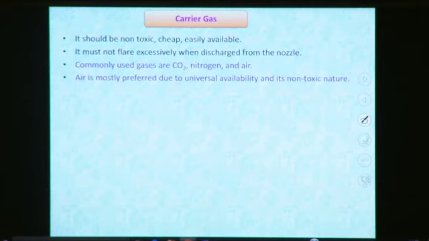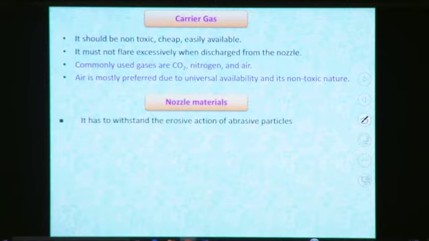Here one thing I have to mention is that oxygen is not used as a carrier gas because it has a very high fire hazard. That's why oxygen is never used as a carrier gas in abrasive jet machining. Air is mostly preferred due to its universal availability and non-toxic nature.